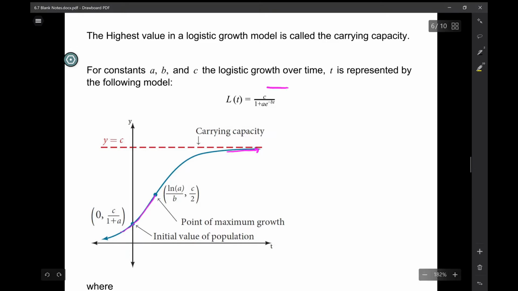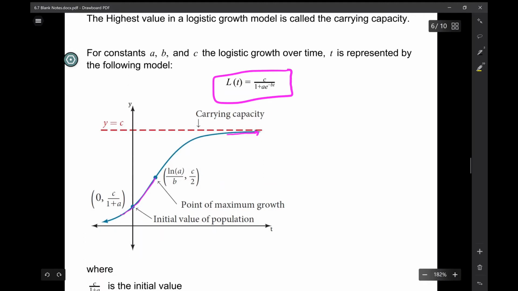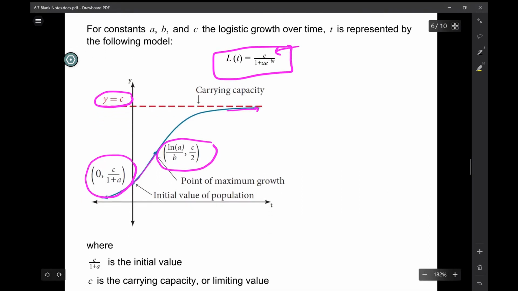Here is the form for logistic growth. And this one's a little bit harder to solve for, but we will be working with it quite a bit. One important point to notice is the initial value of the population is given by 0, c over 1 plus a, because again that e to the 0 becomes a 1. The point of maximum growth occurs at the natural log of a over b, and the output there is going to be c over 2. And the carrying capacity is the c value, whatever is given in the numerator of the logistic growth model. All right, so we just had a few things to point out.